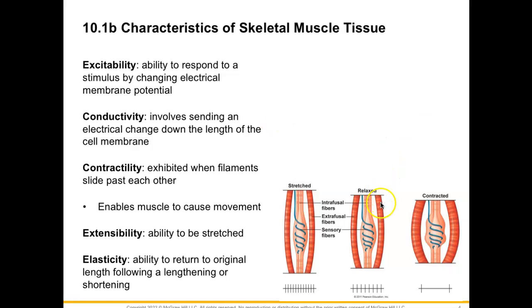So here, just wanted to show you an example of our muscle in its relaxed state. Here we have contractility, where we are having the muscle contracted, and here we could see that stretched extensibility phase. And then when this muscle returns back to its relaxed state, that's when we experience elasticity.